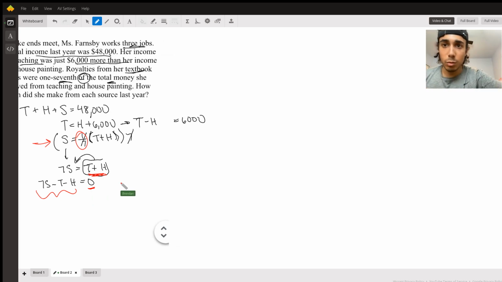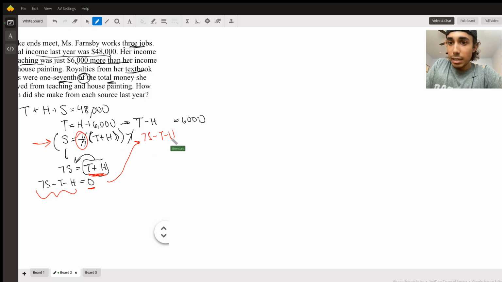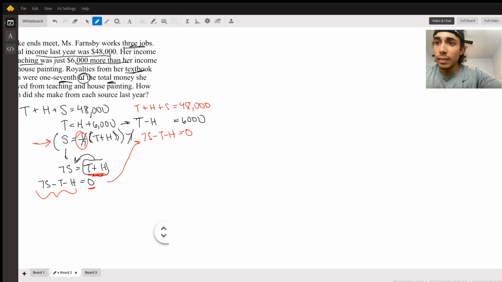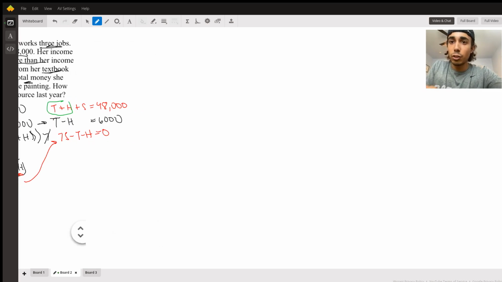So let's see what we've got now. Let's bring all these equations over. I've got 7s minus t minus h equals 0, and I've got t plus h plus s equals 48,000. From here, where are we going to go? Let's see what looks easiest to do. I'm going to combine the first one and the third one. Look at this, we've got double opposites: t plus h minus t minus h. So let's combine the first one and the third one.